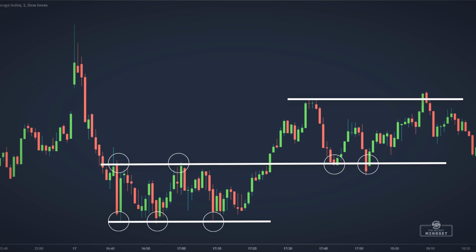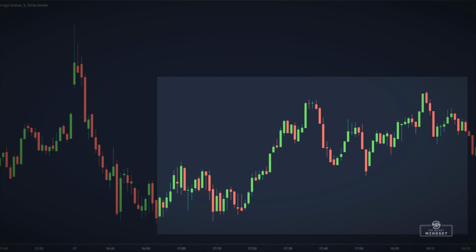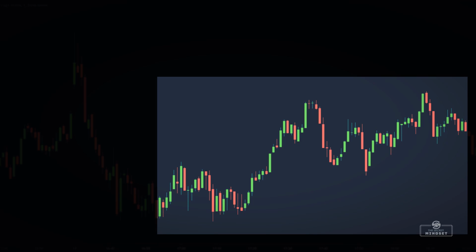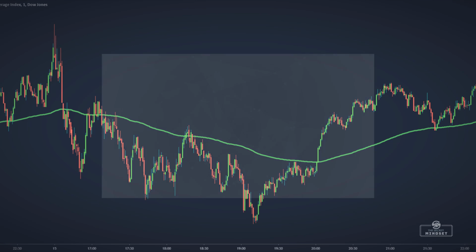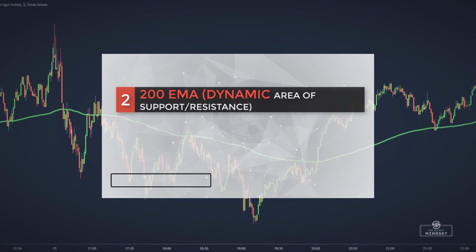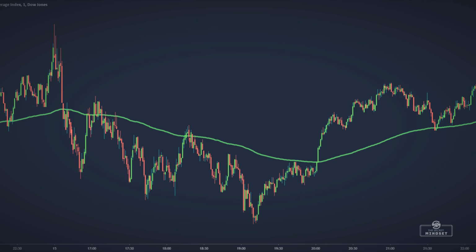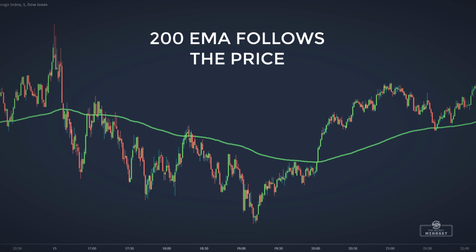But drawing horizontal lines around recent market swings can be very subjective, and in most cases we can usually only approximate those areas. That's why we need to add something else for our scalping confluence setup. The second confluence condition involves the 200 EMA as a dynamic area of support and resistance. I prefer to add the 200 EMA because, as a dynamic area of support and resistance, it is constantly changing depending on recent price action.